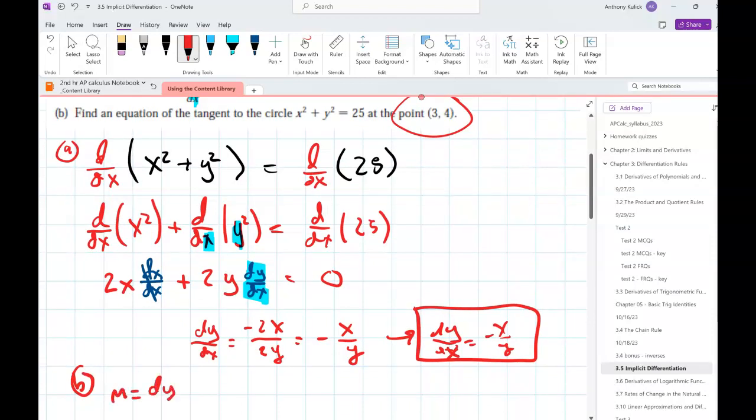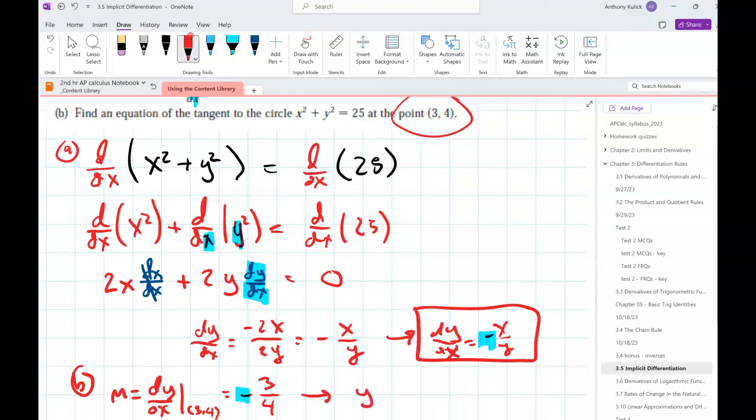My slope should be dy dx evaluated at the point 3, 4, right? Wait, is that line? Yeah. That's just up straight down. Yep. So my x is 3, and my y is 4. So there's my slope, because I have a negative sign. Oh, sorry, right?